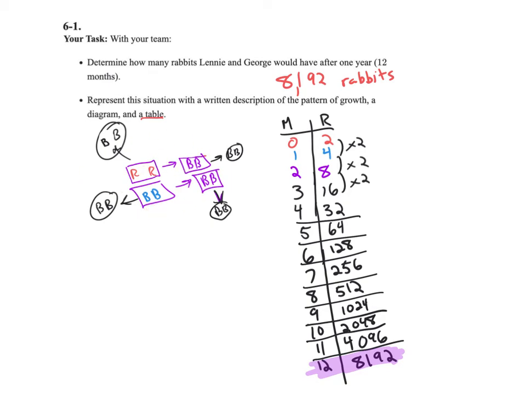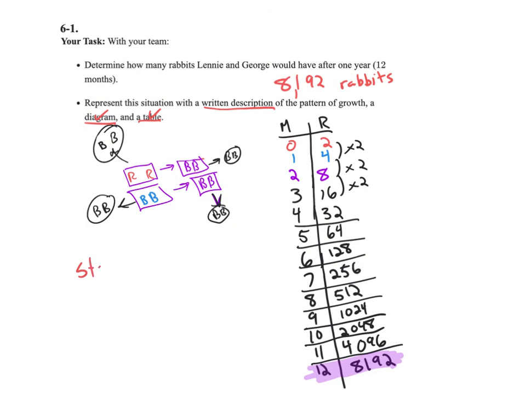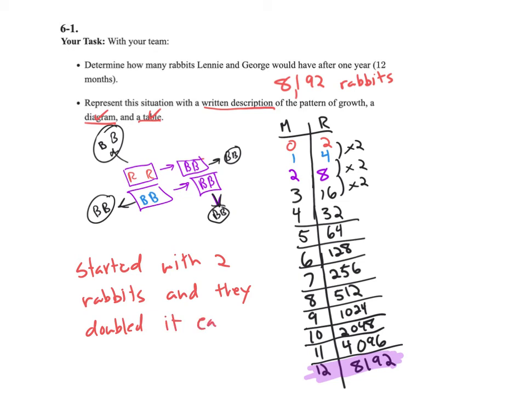So our last piece here, since we got the diagram and the table done, is we just want to look at the written description. And we could say something like, they started with 2 rabbits and they doubled it each month. That would be a great written description about how this pattern is growing. Okay, let's take a look at the next part here.